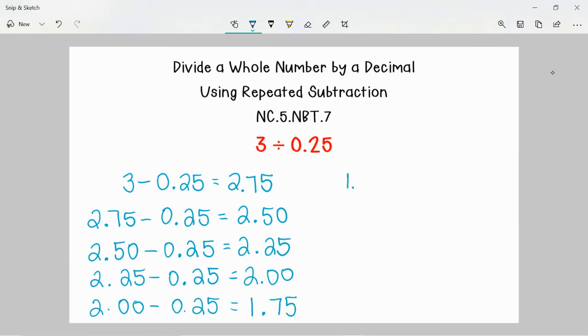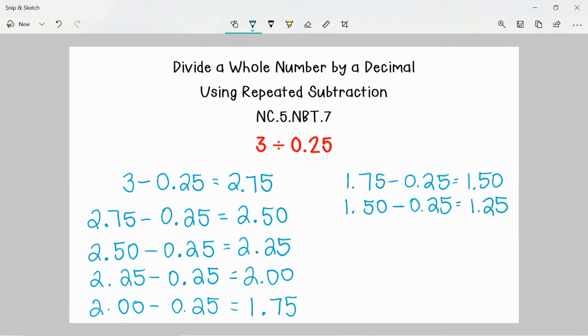So now we come over here, 1 and 75 hundredths minus 25 hundredths would be 1 and 50 hundredths. Then 1 and 50 hundredths minus 25 hundredths would be 1 and 25 hundredths. 1 and 25 hundredths minus 25 hundredths would be 1 whole. Again, I'm just repeatedly subtracting 25 hundredths so I can figure out how many groups of 25 hundredths there are in 3 wholes. So now we'll say 1 minus 25 hundredths.